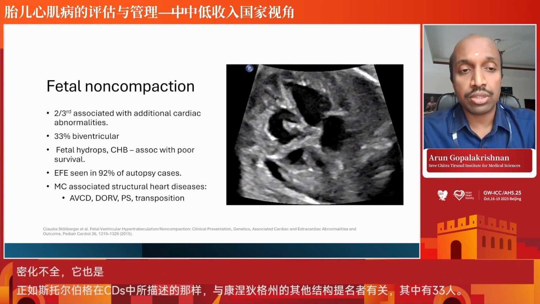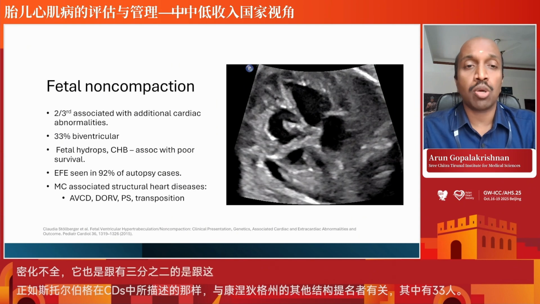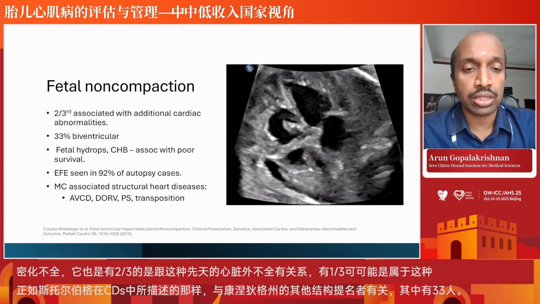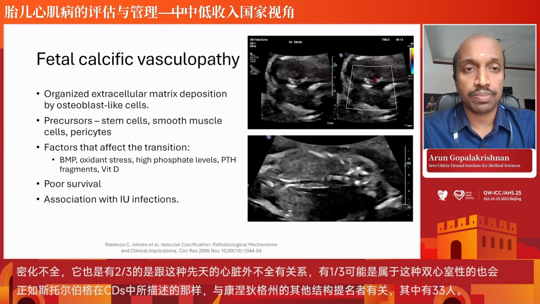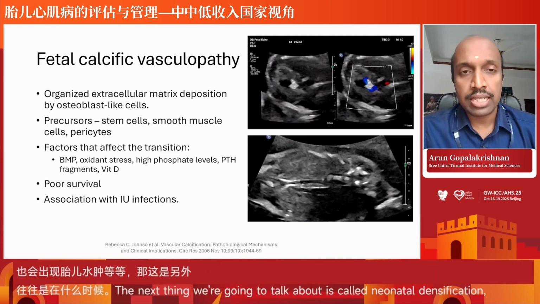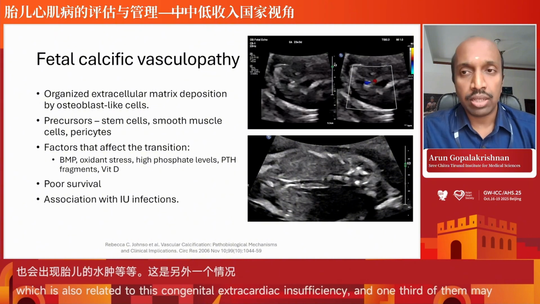Autopsy series have shown that endocardial fibrosis is seen in 92% of these non-compacted babies. And sometimes they may be associated with structural heart disease like AV canal defect, double outlet right ventricle, pulmonary stenosis, or transposition. This is another ominous entity which has been described in the series of dilated phenotype in fetal life.